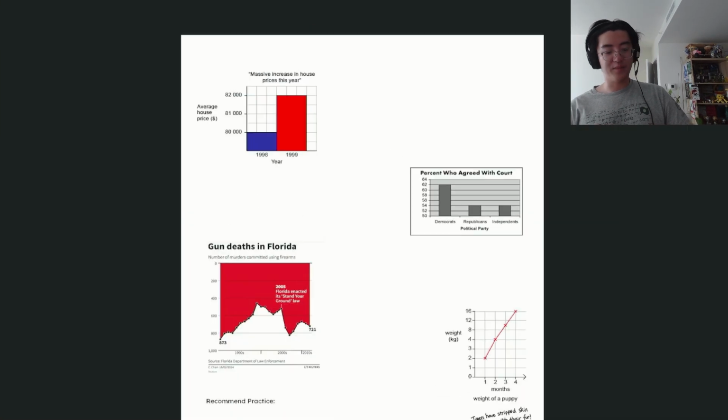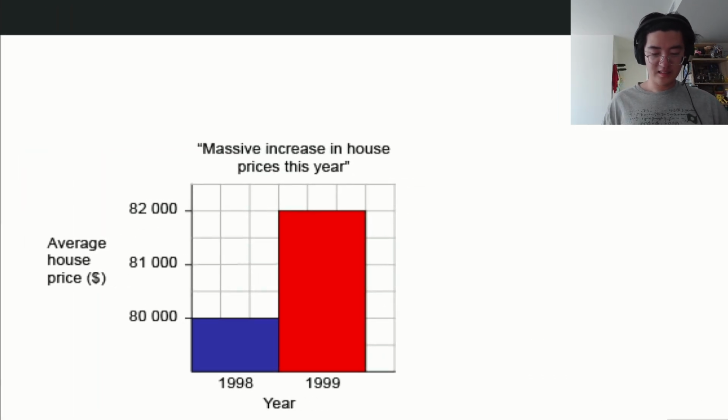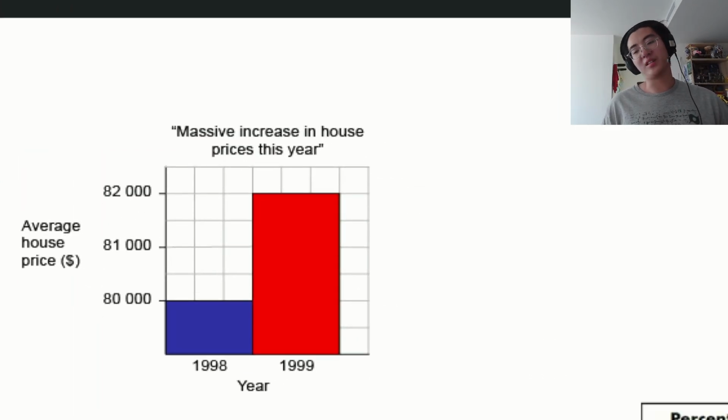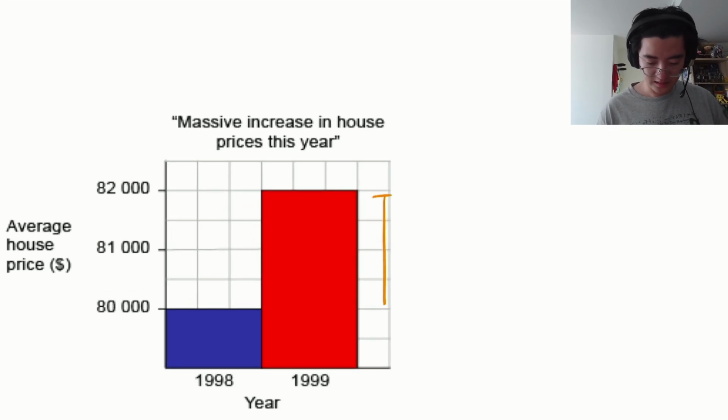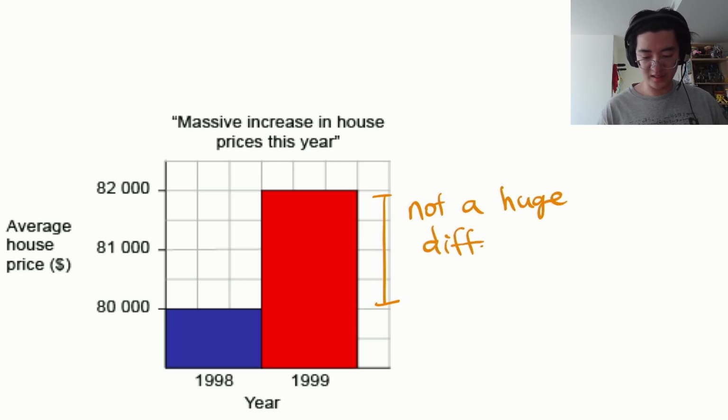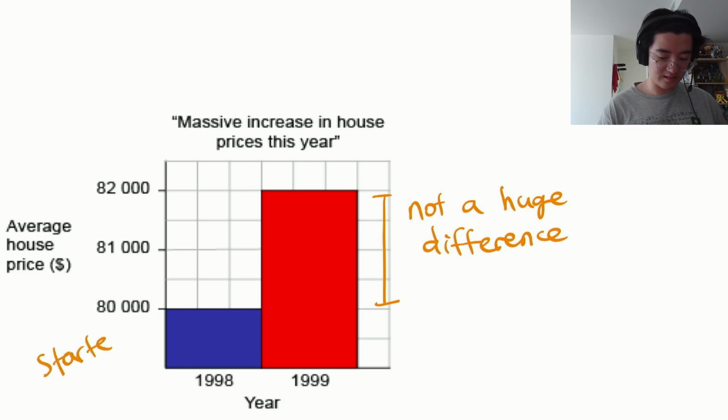Right? We can see some more examples here. Right? When we add more context, you can kind of see that a lot of graphs can lead to some agendas. Because right here, there's not a huge difference. I mean, it looks different, right? But we started at 80,000.